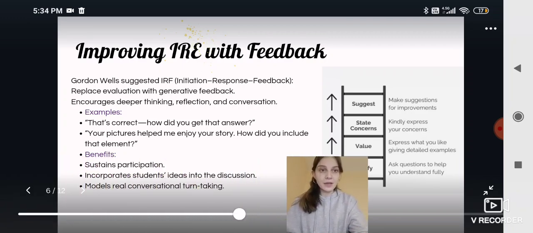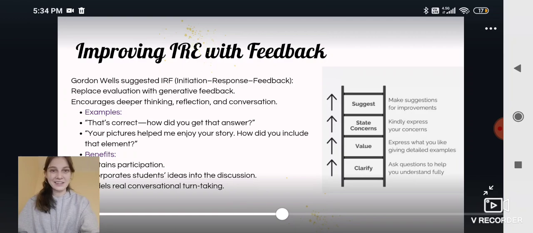This has some benefits, of course, which means it sustains participation. It also incorporates students' ideas into the discussion. Like you said, it lets students have discussions. We are letting them improve their critical thinking, and as our last benefit, it models real conversational turn taking.